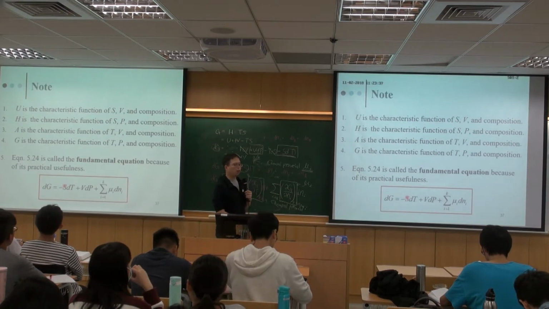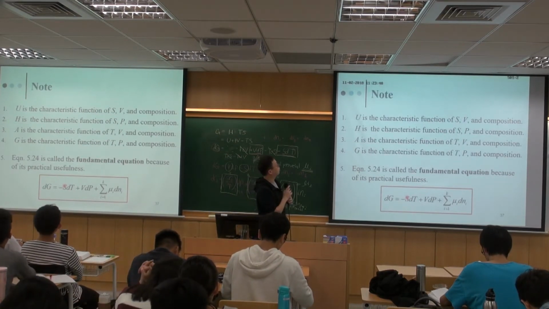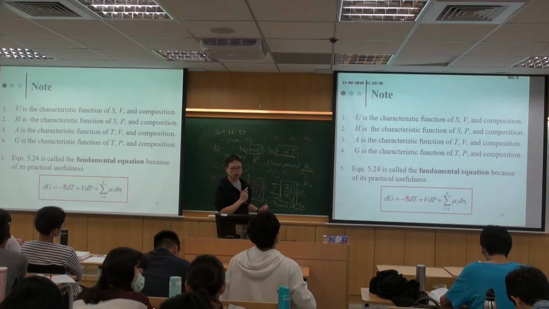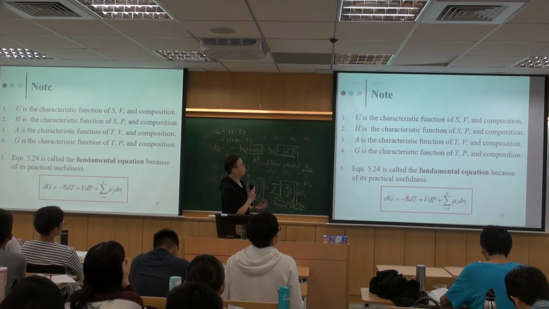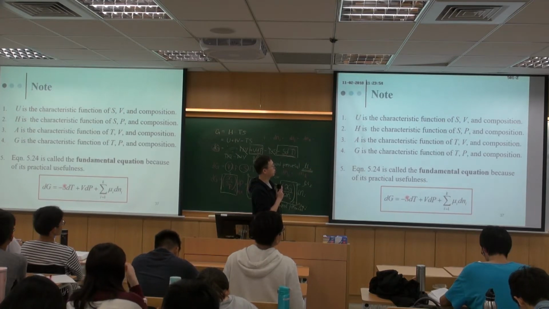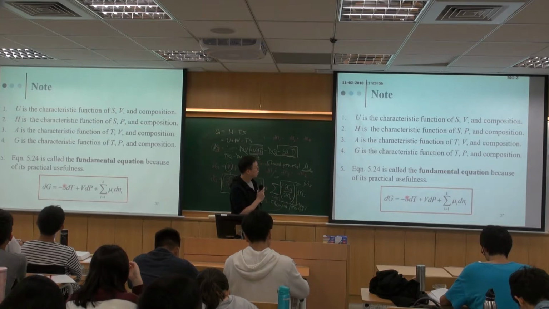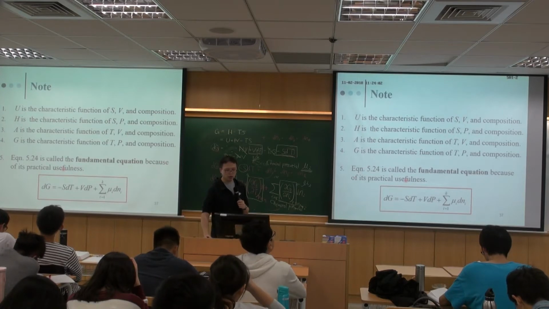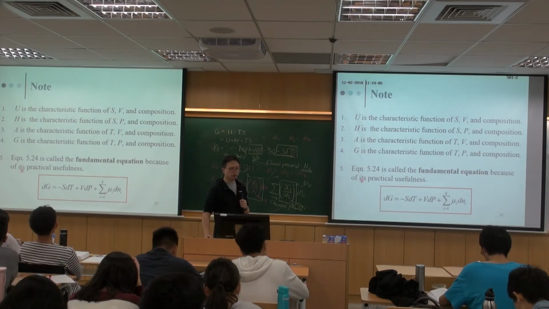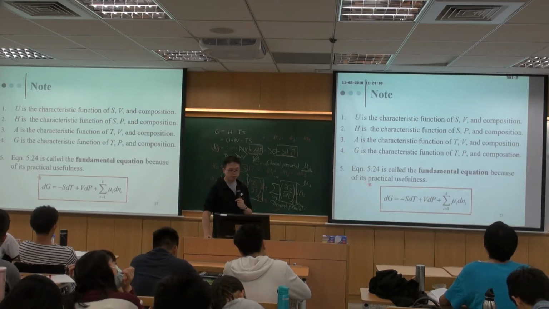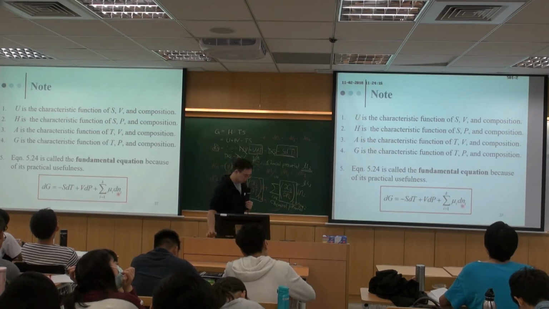And therefore, if you want to use words to describe them, the internal energy is the characteristic function of entropy, volume, and composition. And enthalpy is that for entropy and pressure. And we know Helmholtz free energy and Gibbs free energy already. So the equation is called the fundamental equation, especially for the Gibbs free energy. The reason why we call this fundamental is because of its practical usefulness, especially for chemistry people. And the dG is minus SdT plus VdP, of course, plus this extra chemical potential term.